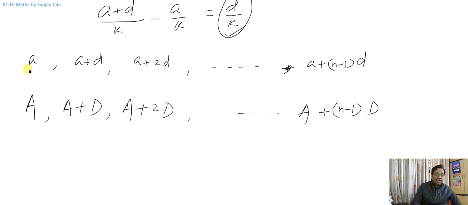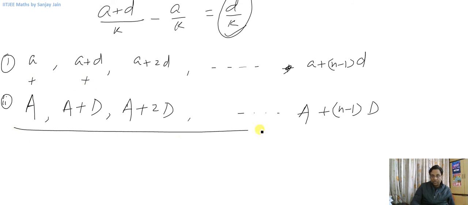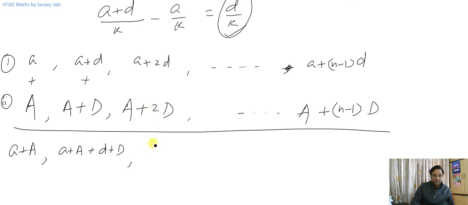If I add these two APs, the first AP and the second AP, adding the respective terms, first term with first term, second term with second term, I'll obtain a sequence that is A plus capital A, then A plus D plus capital A plus capital D, and for the third term A plus 2D plus capital A plus 2 capital D.